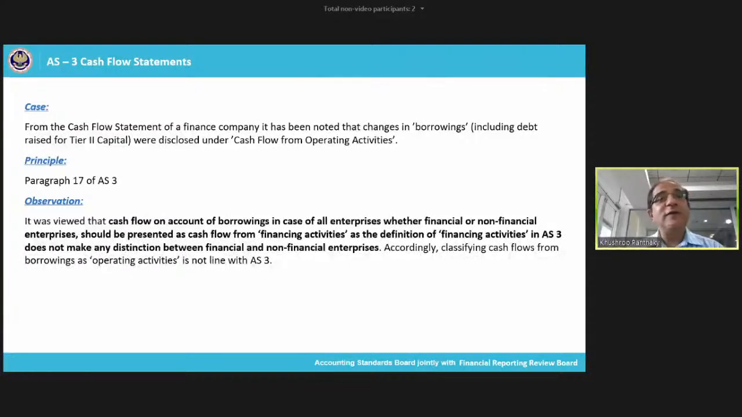So what was the way? This was basically an observation that it was being shown as a cash flow from operating activities. Now, borrowing, etc., of course, can be your operating activity, but it is relating to your tier 2 capital. And therefore, what is the right way of doing it? So cash flow on account of borrowings in case of all enterprises, whether financial or non-financial, should be presented as cash flow from financing activities, as the definition of financing activities under AS does not make any distinction between a financial and a non-financial enterprise.